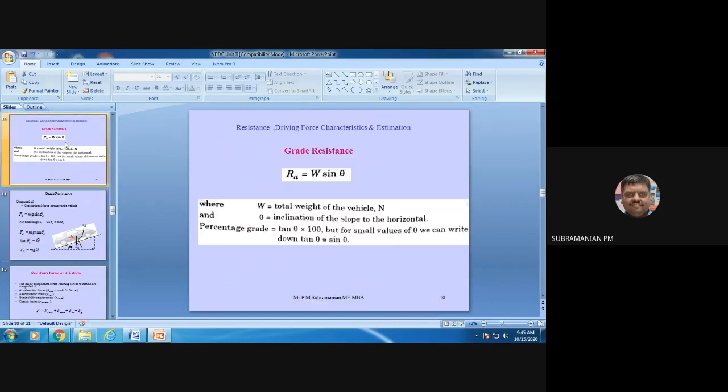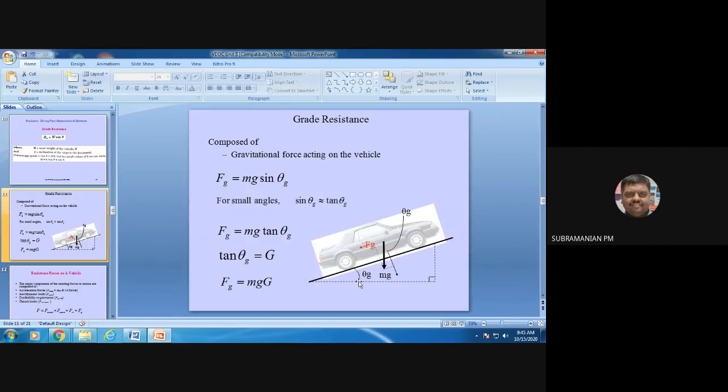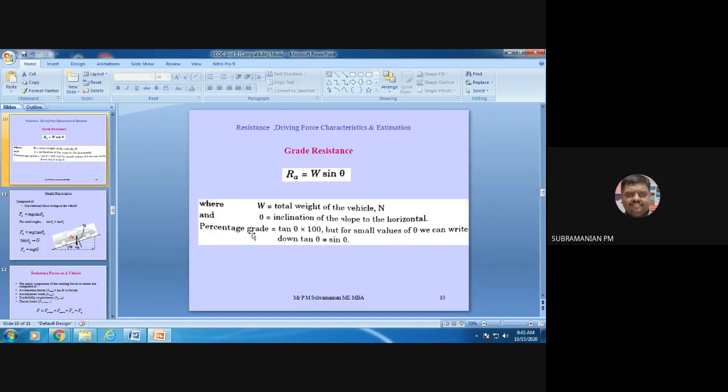So see, Ra, the grade resistance, is equal to W sin theta, where W is the total weight of the vehicle and theta is the inclination of the slope to the horizontal. I already told you tan theta is grade. For percentage grade, you have to write tan theta into 100.